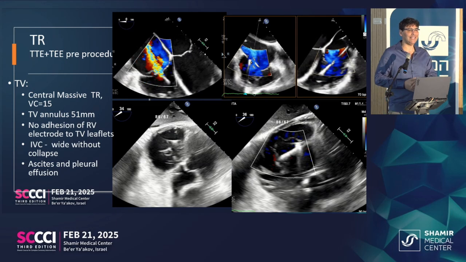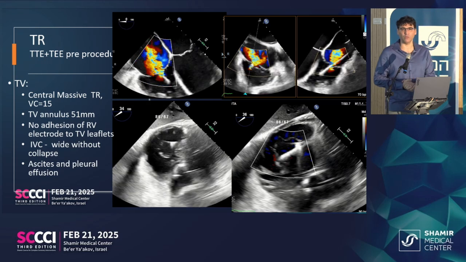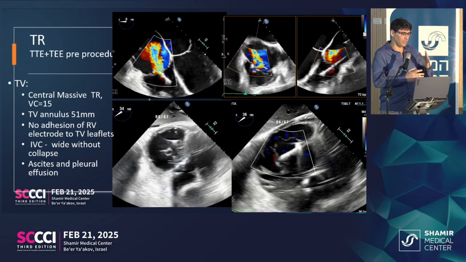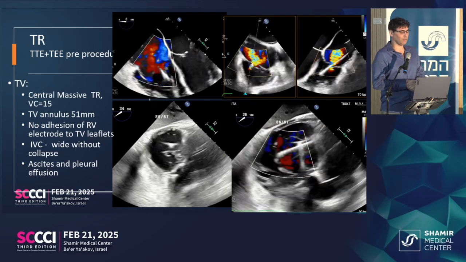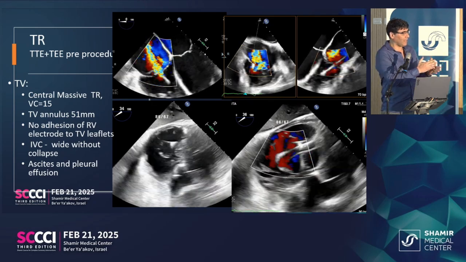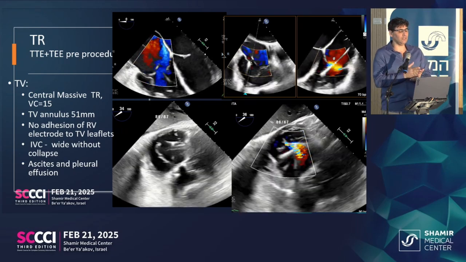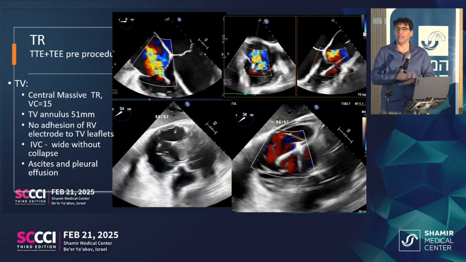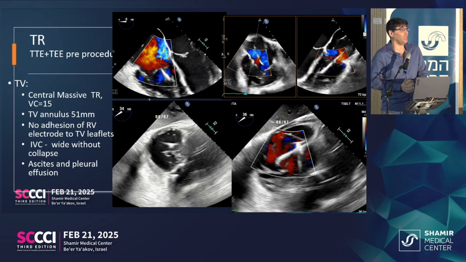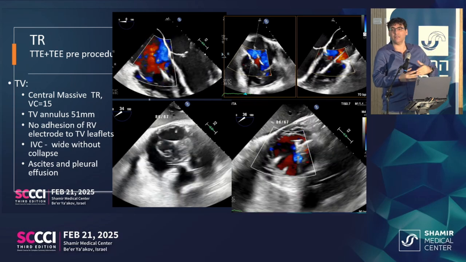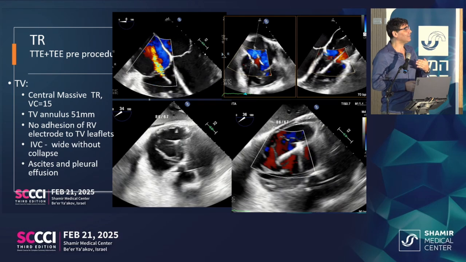It is a lead-associated TR. If you remember, Professor Glickson gave a very good lecture just the other day on this. It can be lead related, meaning the lead itself moves the leaflet and obstructs the tricuspid valve, or just lead associated, meaning there is a lead there, but it doesn't obstruct, but it will interfere with the procedure. This is more lead associated.